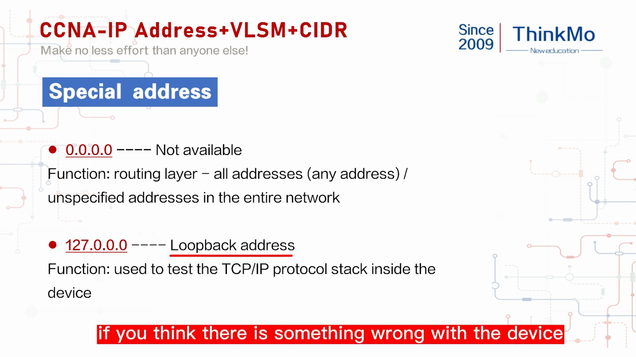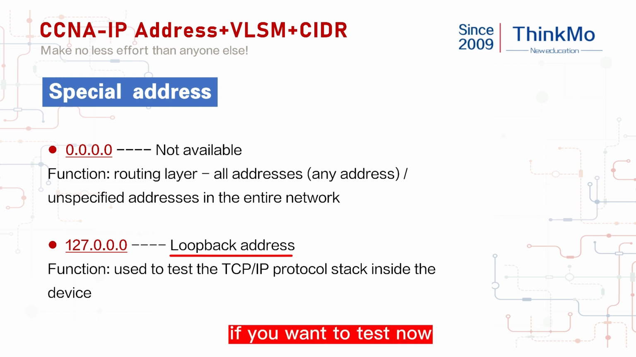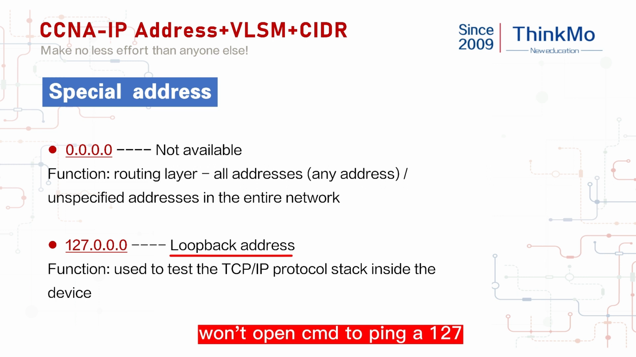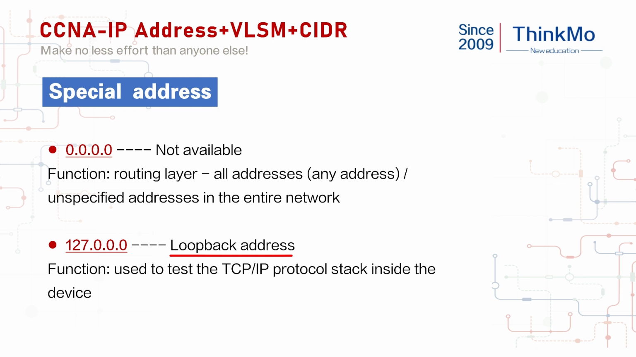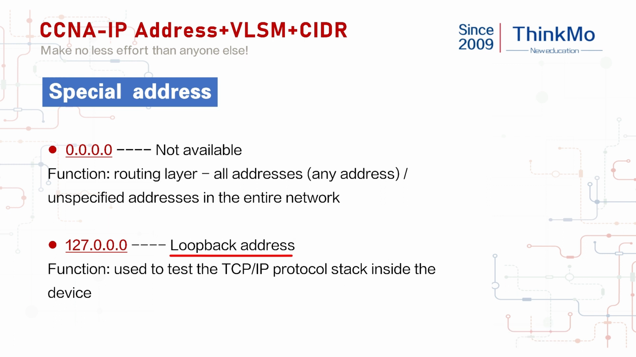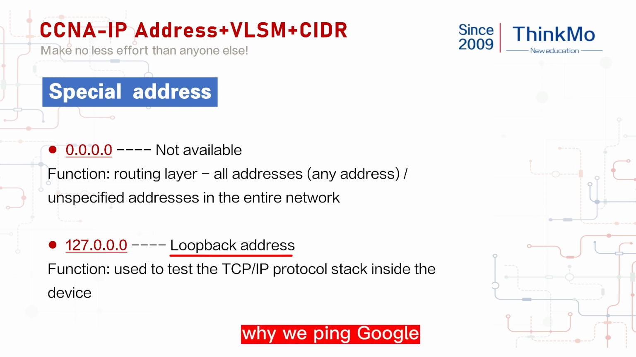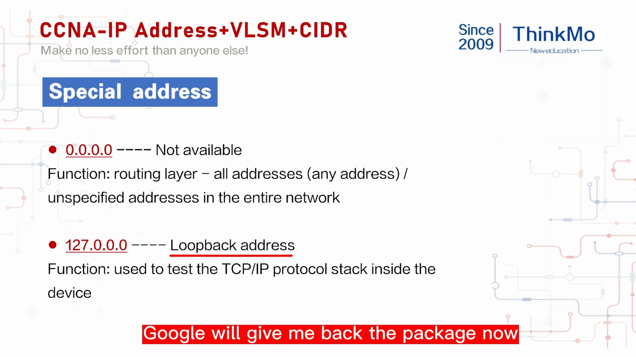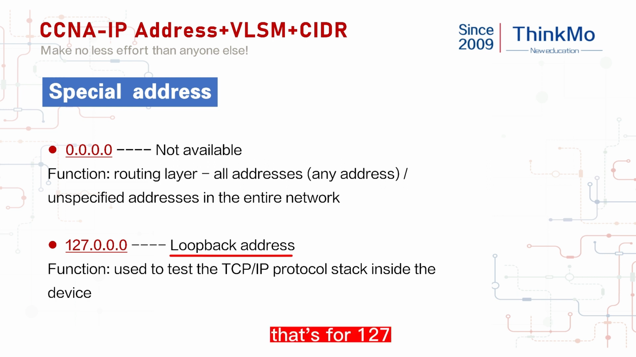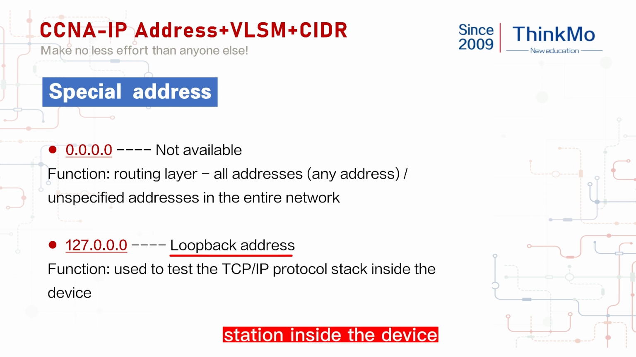If you think there is something wrong with the device right now, there may be a problem with the internet. If you want to test now, everyone will choose to open CMD to ping Google. Won't open CMD to ping a 127. This means that we routinely test network connectivity. In fact, there are many reasons for the failure of the real network card. Why do we ping Google? Just want to see if Google will give me back the package, to see if I can access the internet now. That's for 127. It is used to test the TCP/IP protocol stack inside the device.